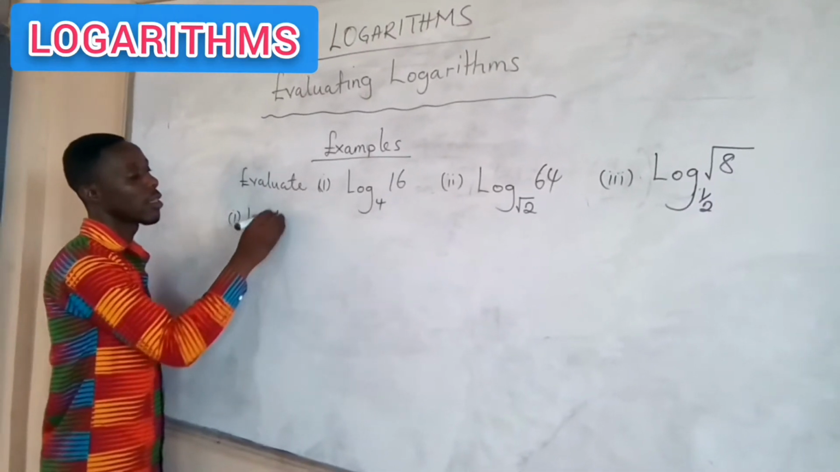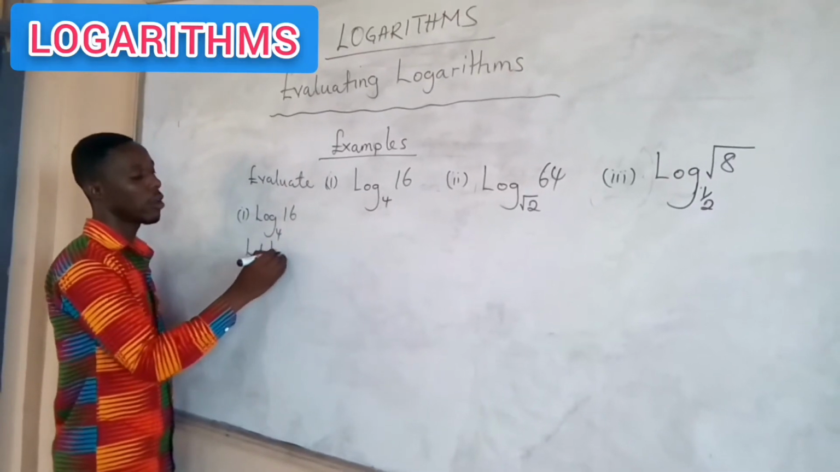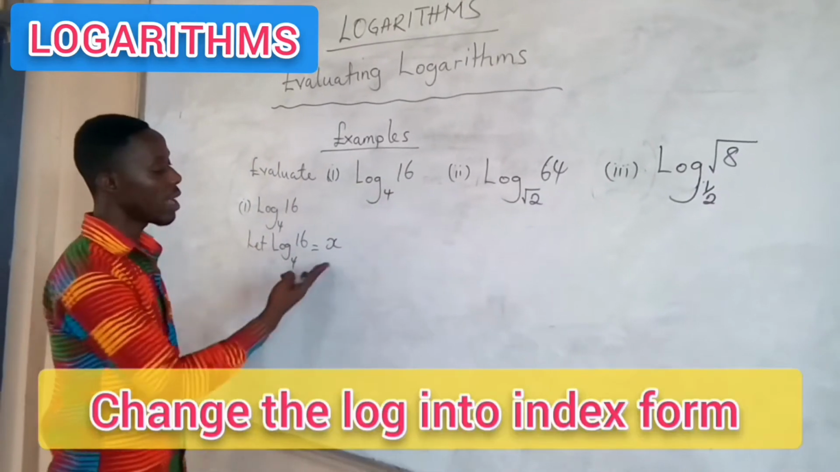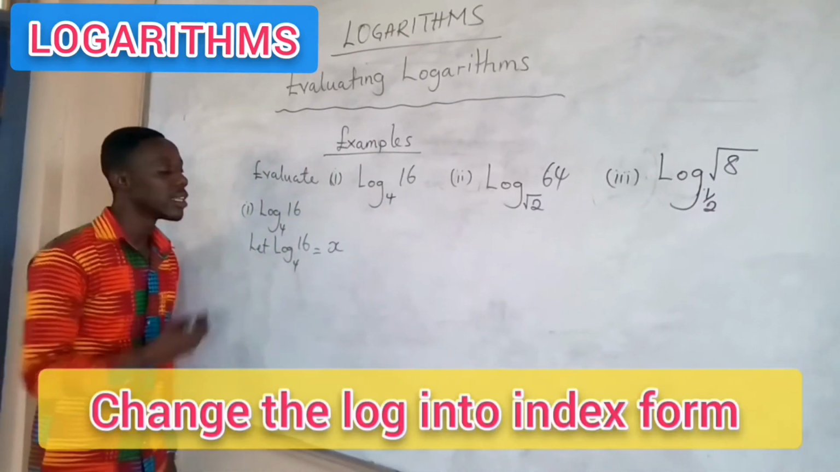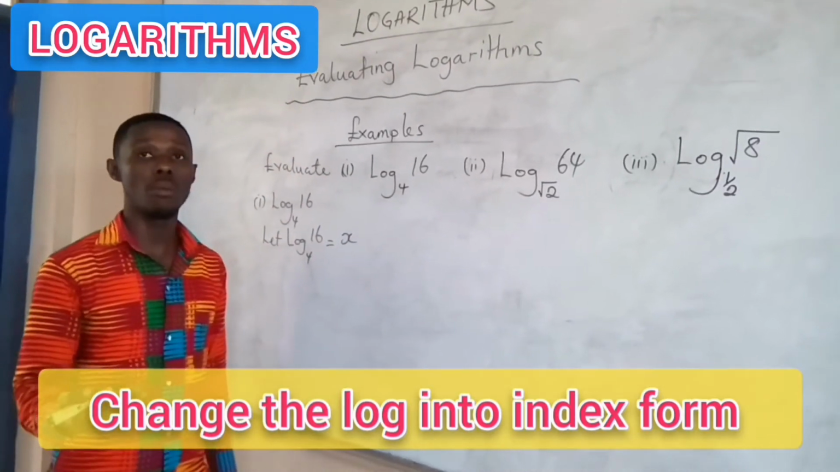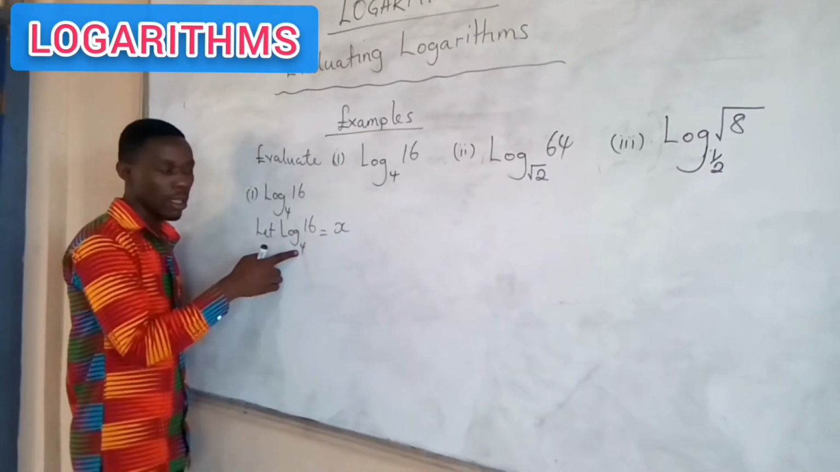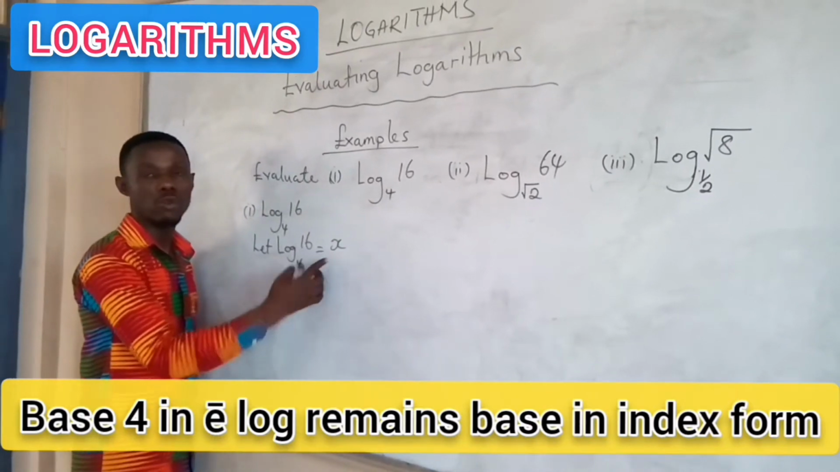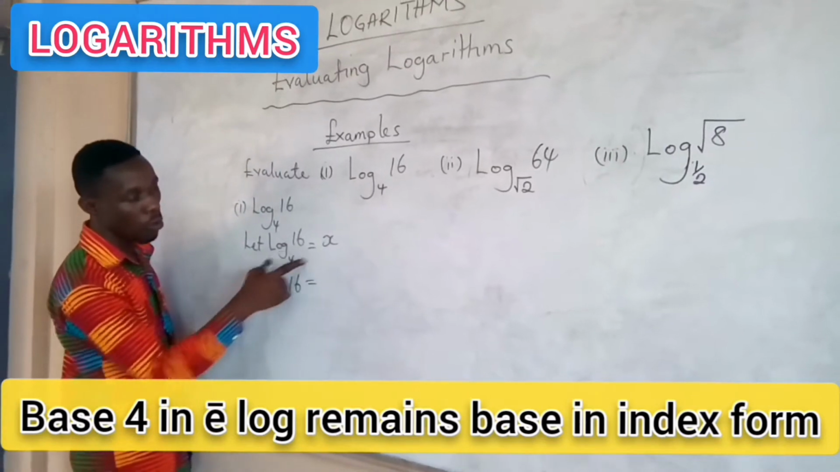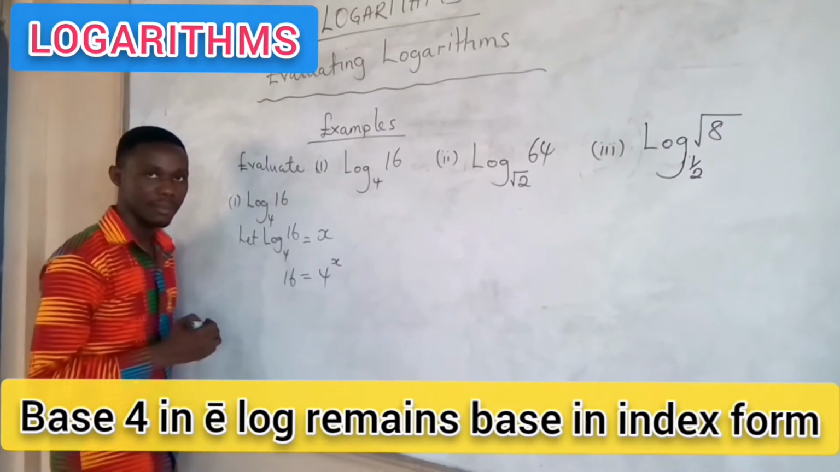You let log 16 base 4 be equal to any variable at all. Mine, I will let it be x. Then from here, you change it into index form. Changing this to index form, the base here will carry over to be the base there. So the 16 will become the base, and the 4 will move here to become the exponent. The base exponent what? x.